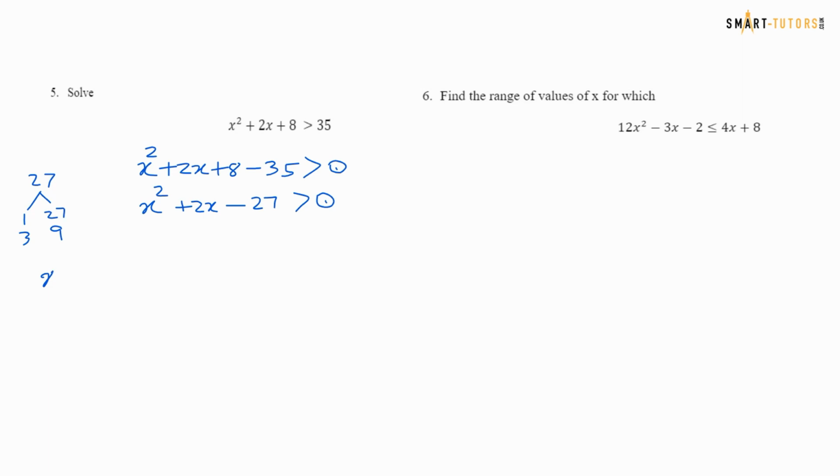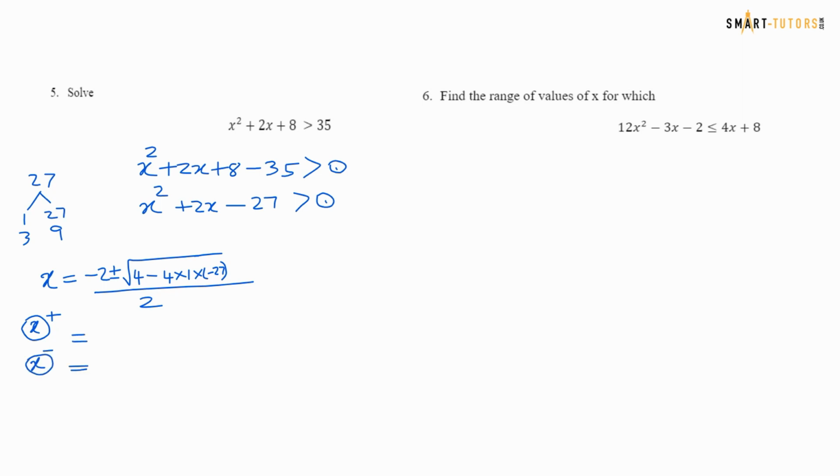So x equals minus b plus or minus the square root of b squared, which is 2 squared, is 4, minus 4ac. So 4 times a is 1 times c is minus 27, over 2a. 2 times 1 is 2. So x can be, you consider plus, you get one answer, consider minus, you get another answer.